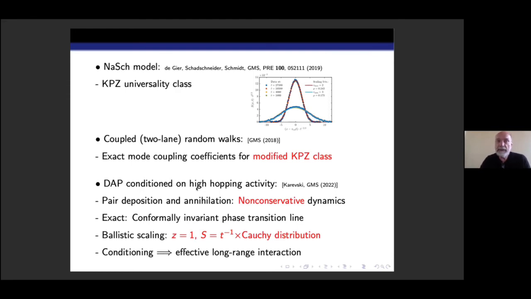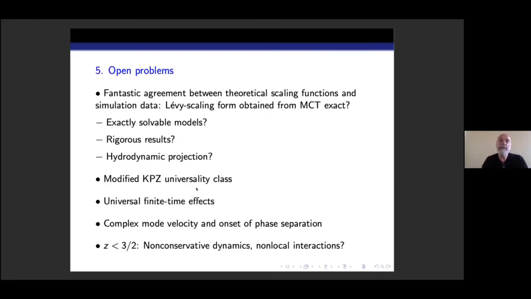So these are our recent results, which have answered some questions about the validity of this approximation, but of course leave many questions open. And I want to mention, just to finish the talk, these open problems. So first of all, we have this fantastic agreement between the theoretical scaling function and simulation data. Could it mean that this Levy scaling form that you get from the mode coupling theory is actually exact?